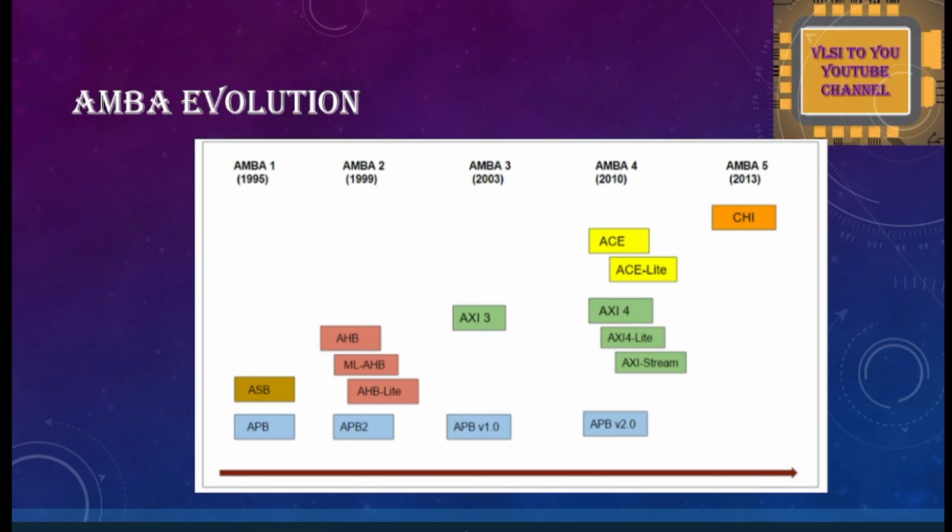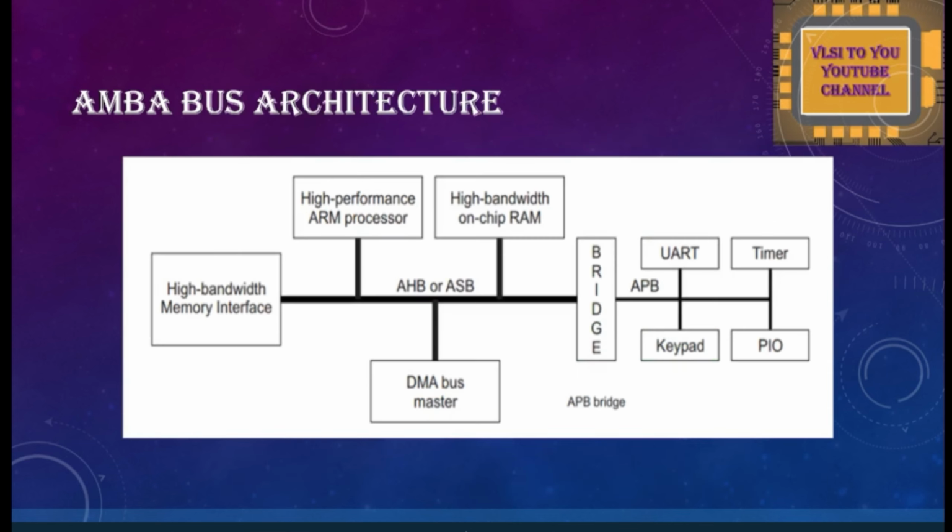Okay, so we will be seeing, while we are discussing the details, what were the signals that were added between AMBA version 1.0 and AMBA version 2.0. Okay, so this is the evolution of AMBA architecture.